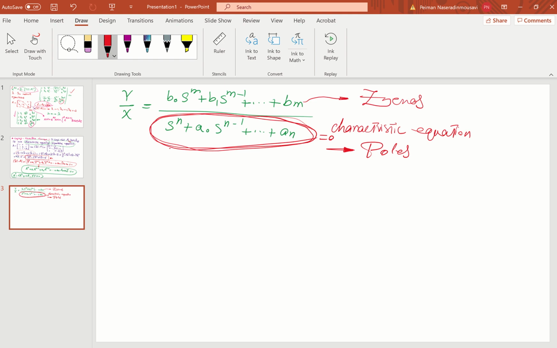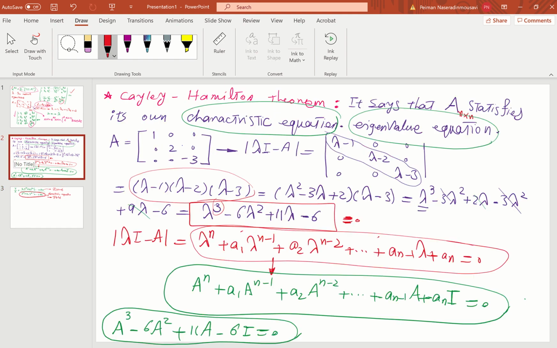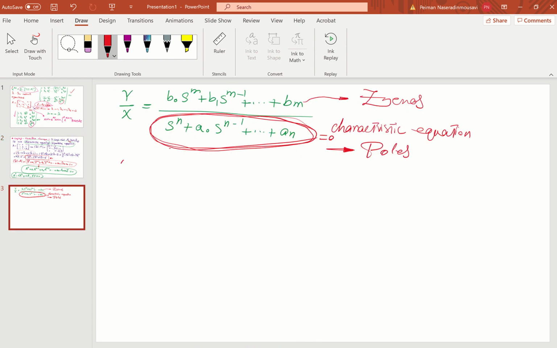So why are we now calling the eigenvalue problem in state space the characteristic equation? Well, look here. X dot, as I did previously, is equal to AX plus BU, right?